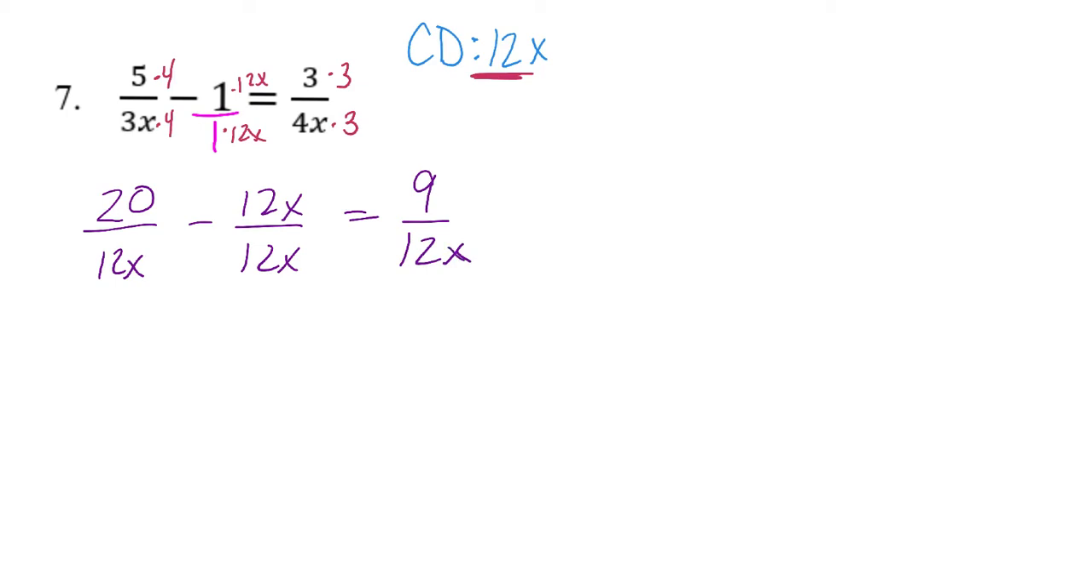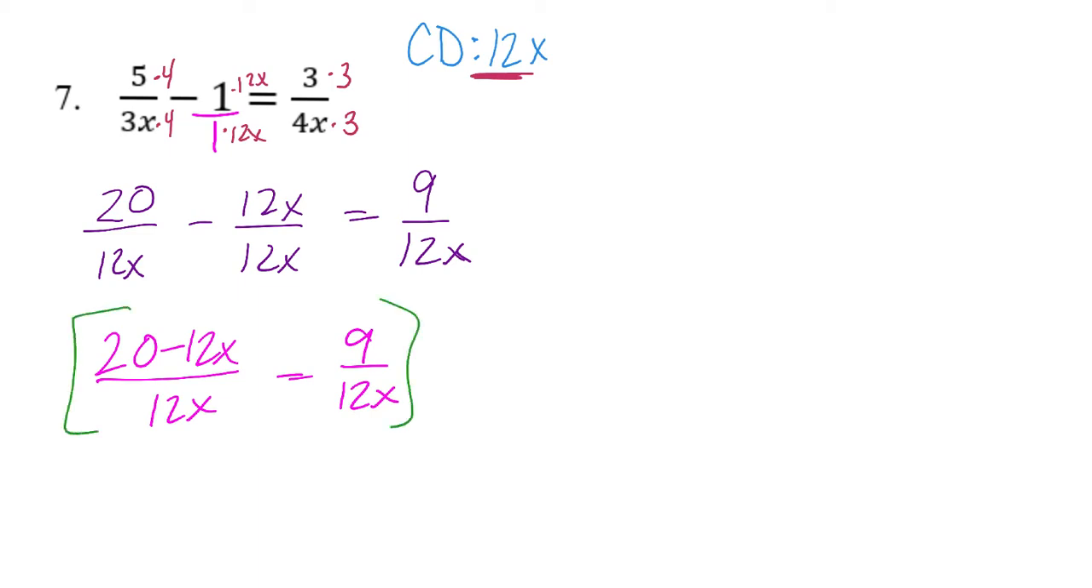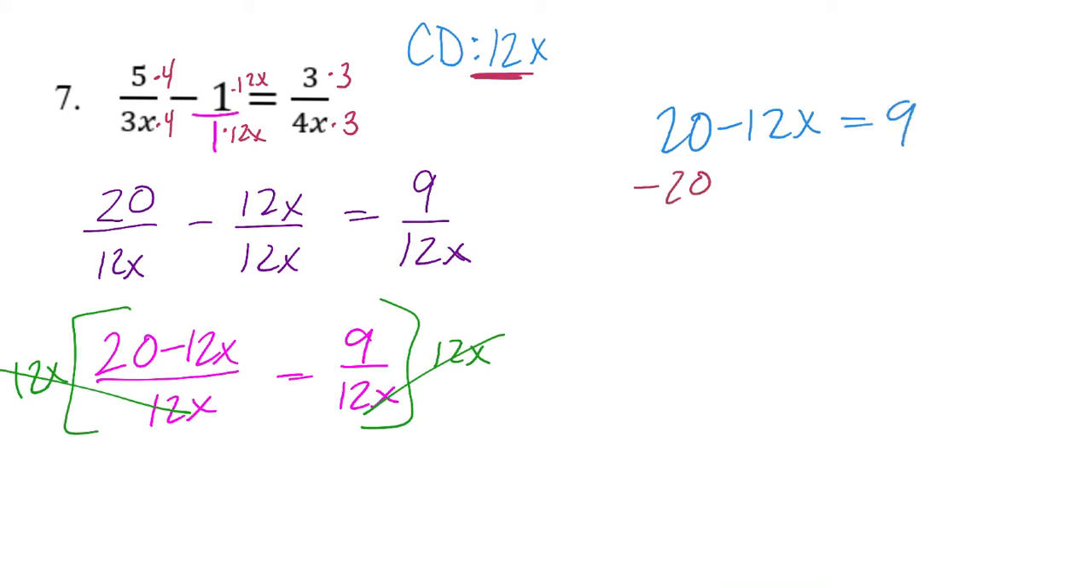So we can go ahead and put it together. So 20 minus 12x over 12x equals 9 over 12x. So now we can multiply both sides by our common denominator of 12x. It cancels out. So we are left with 20 minus 12x equals 9. So now we want to minus the 20 on both sides because we're just going to solve for x now.